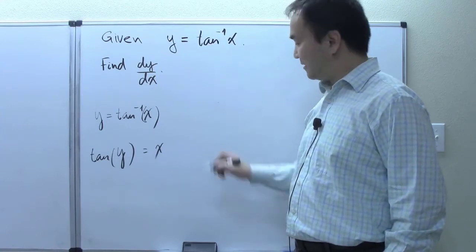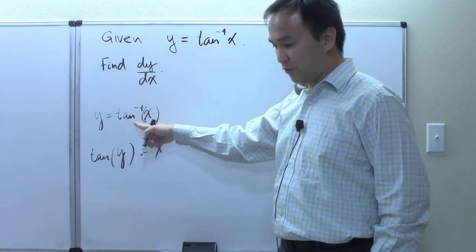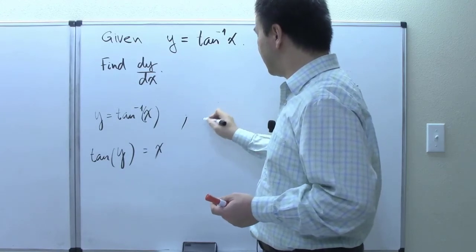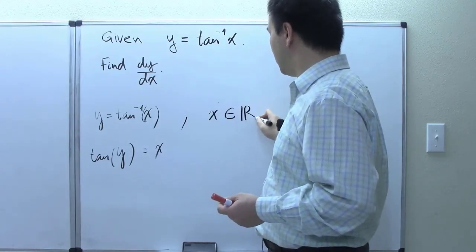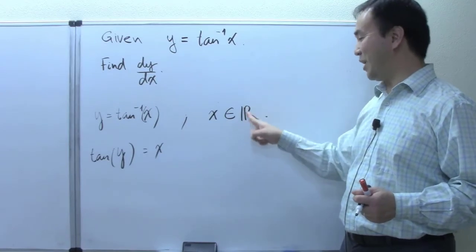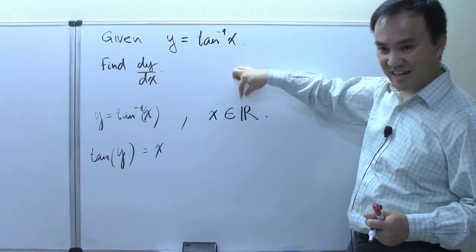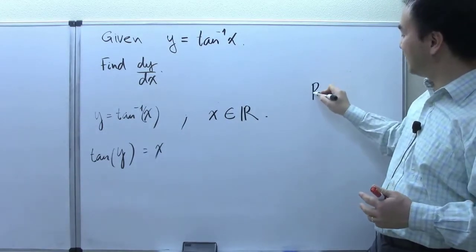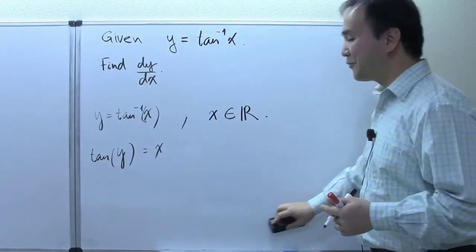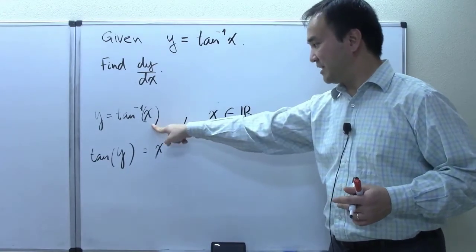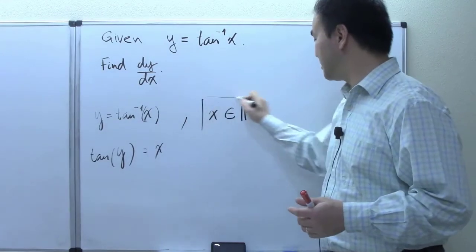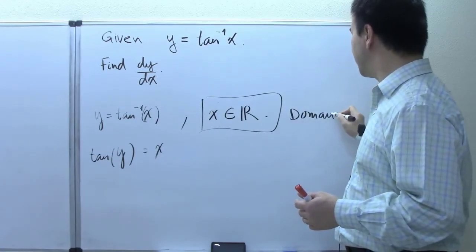I also need to remind you that for tangent inverse, the domain for x is all real numbers. It's really a capital letter R, not an I R. It's just one capital R, but I double weight that straight line of the letter R. It's a special symbol for all real numbers. So the domain for tangent inverse is all the x values in the real numbers.